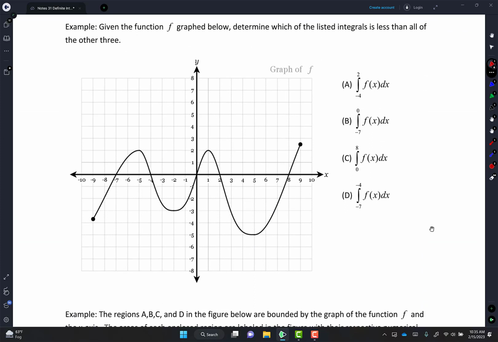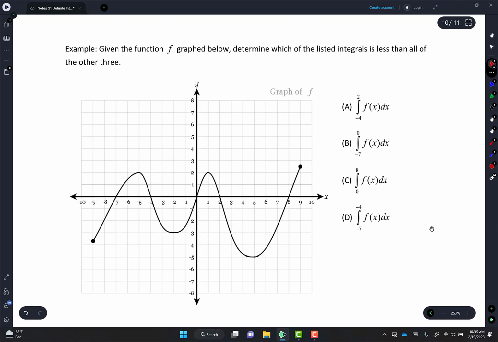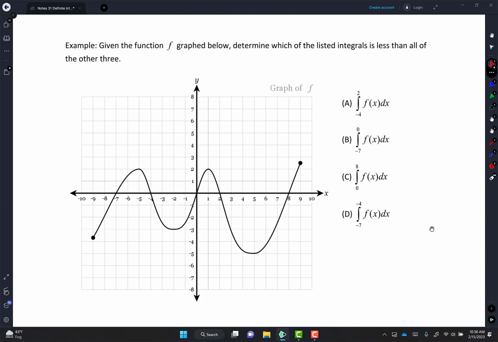Given the function f graph below, determine which of the listed integrals is less than all of the other 3. Okay, I think it wants me to choose the smallest integral. You guys ready? All right.